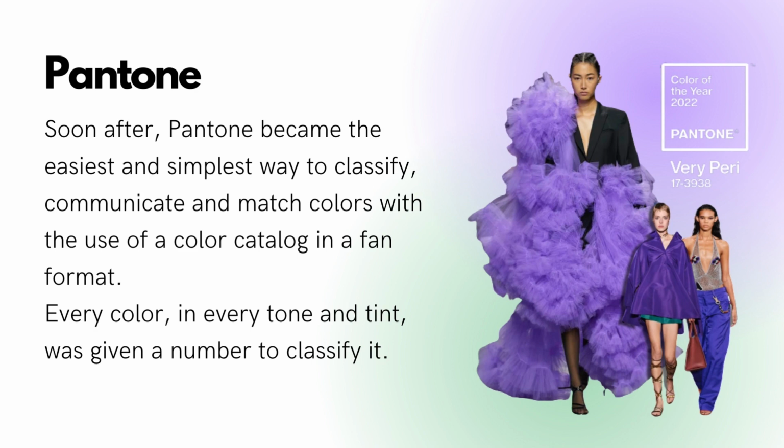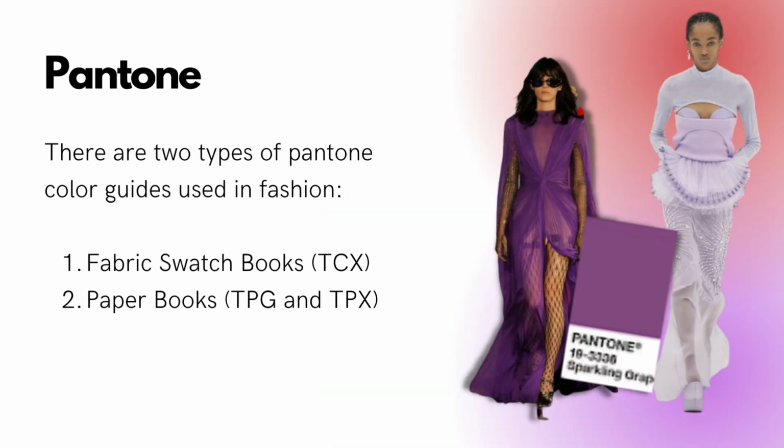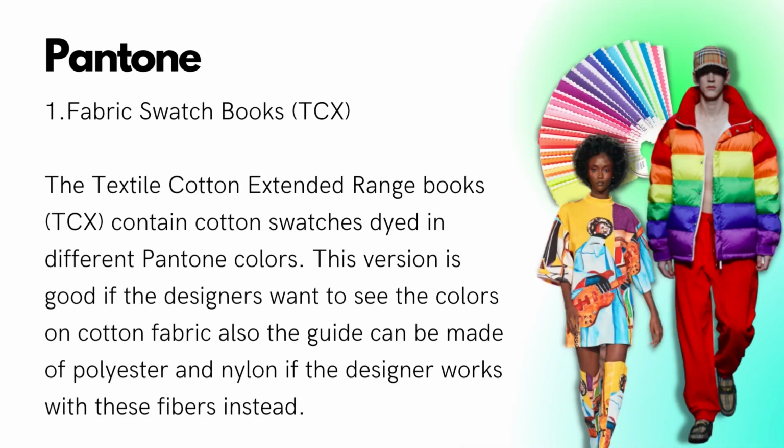So, in fashion, there are two types of Pantone color guides: the fabric swatch books and the paper books. The fabric swatch book is the textile cotton extended range book. It's called TCX and contains cotton swatches dyed in different Pantone colors. This version is good if the designers want to see the colors on cotton fabric, and the guide can also be made of polyester and nylon if the designers work with these fibers instead.